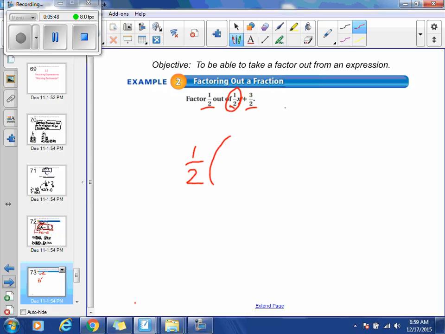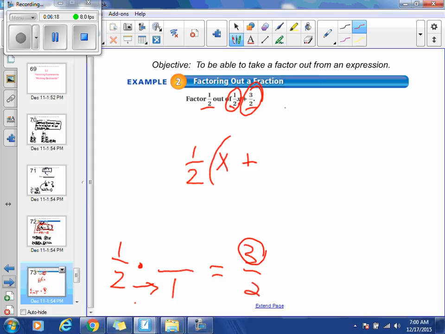So first, let's look at this first term, 1/2 x. 1/2 times what is 1/2 x? It's 1/2 times x. Okay? Then we have to say, all right, plus, how many times does 1/2 go into 3/2? So 1/2 times what equals 3/2? Okay? So remember, when you multiply fractions, you just multiply your denominator. So 2 times what is 2? 2 times 1. All right?